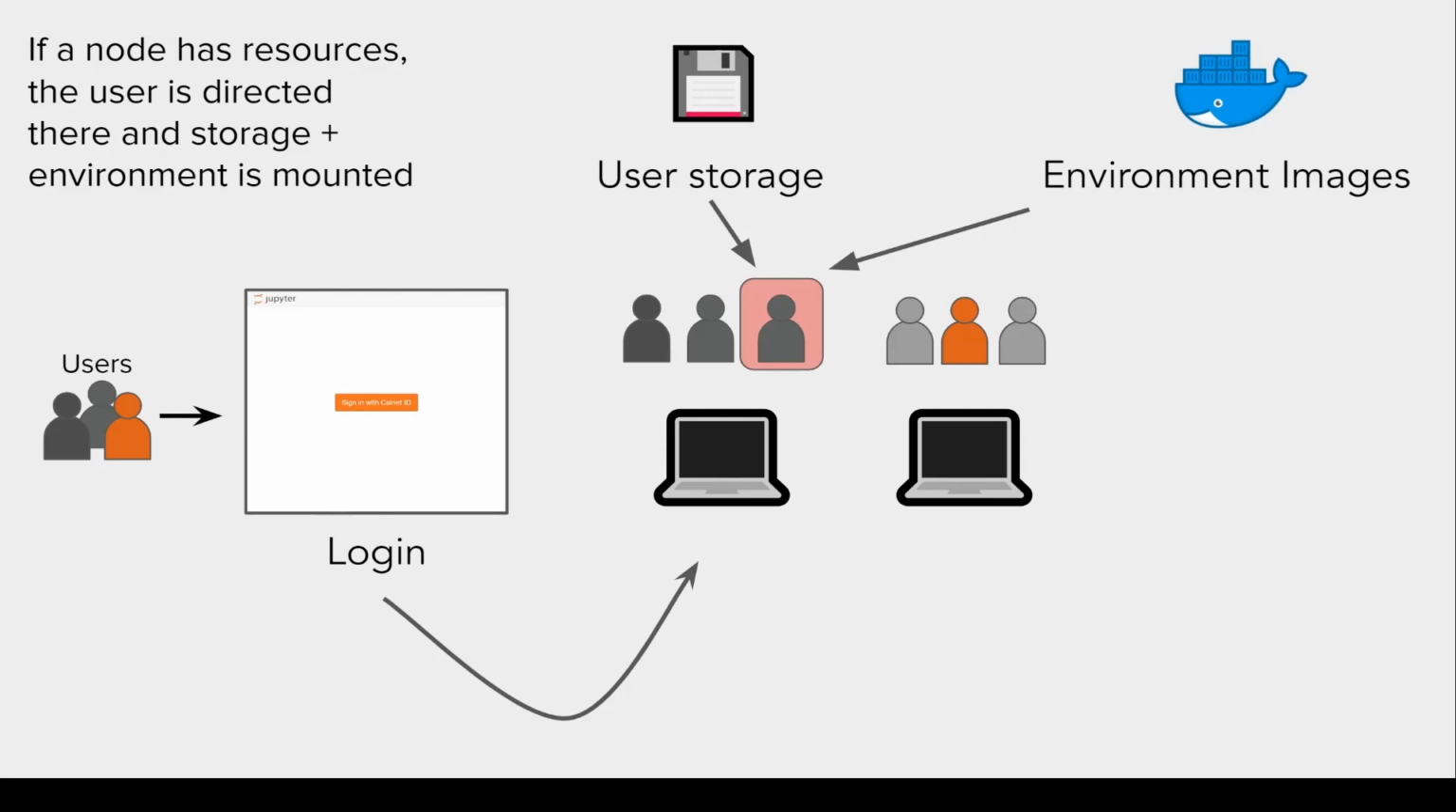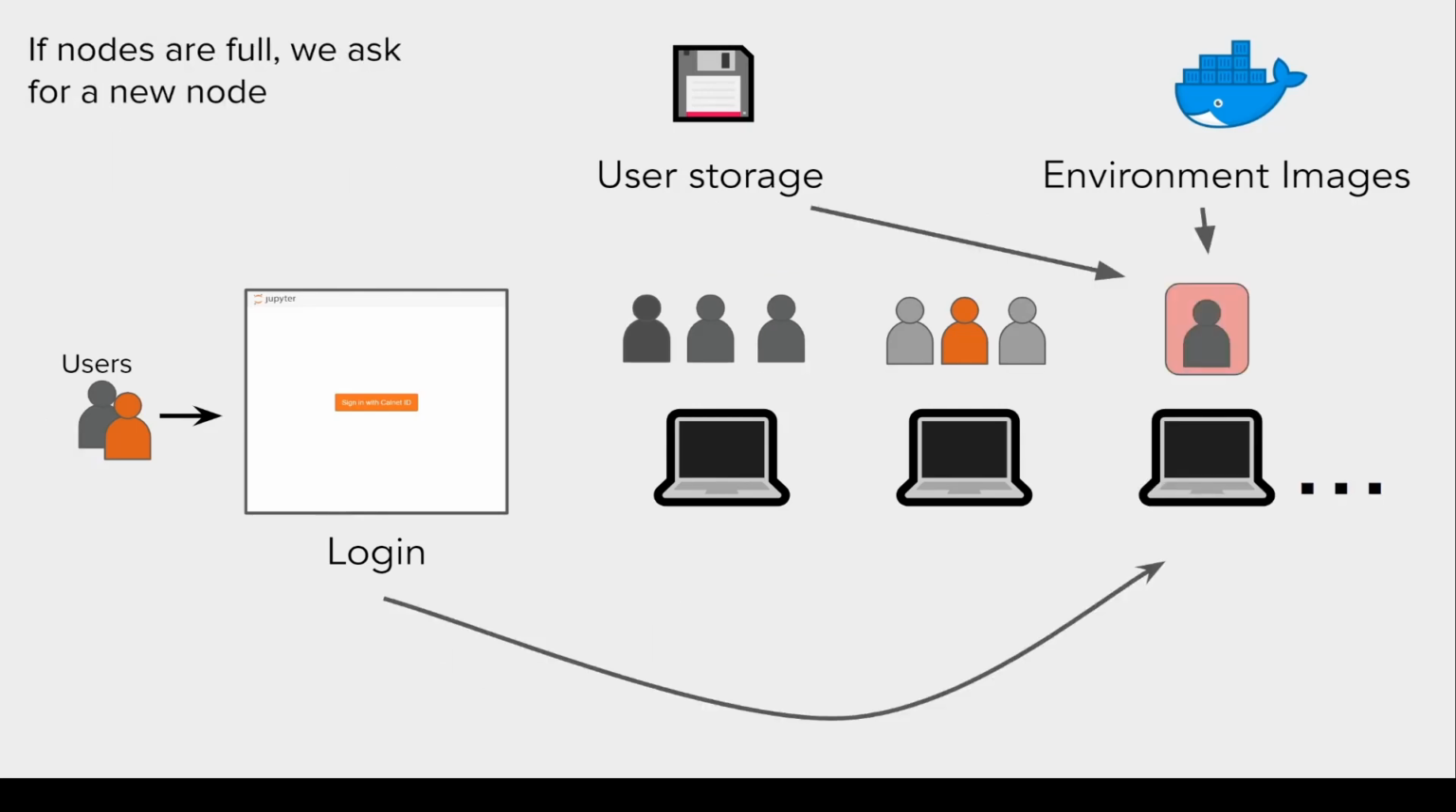So if another person goes to the JupyterHub and logs in, it's going to trigger the creation of a new node. So Kubernetes will request from the infrastructure provider, hey, we need a new machine because we're full. That machine gets created. Once it's created, the same process happens again. A user pod is created, the storage is mounted to it, the environment is mounted to it, and now we have a cluster with 3 nodes instead of 2 nodes.